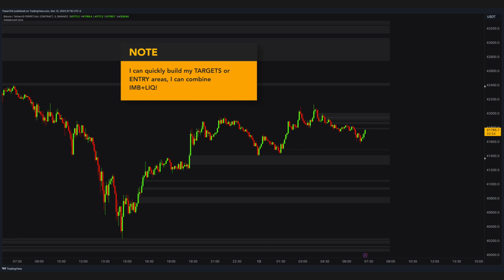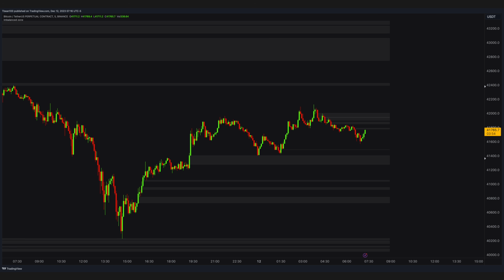Basically, it saves me a huge amount of time here, and it makes me aware there is an imbalance above or below my current price. It also makes finding targets so much easier. I can quickly combine liquidity and imbalance combo targets, which I love so much.